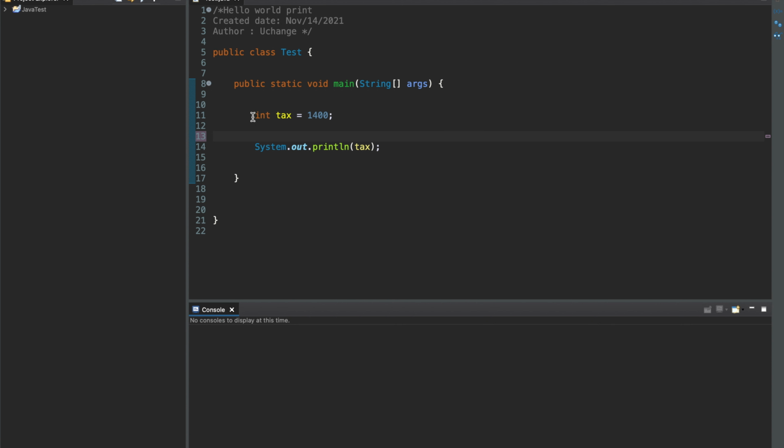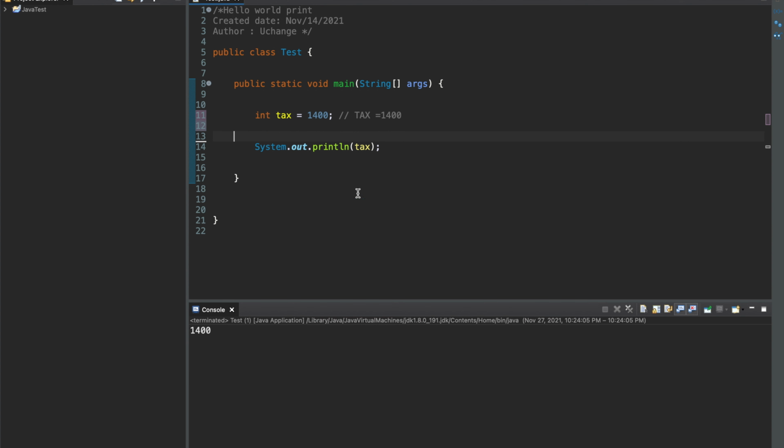Here in line number 11, we have created a variable called tax and we have assigned a value 1400. So equals to means that we are assigning a value 1400 to a variable called tax. As of now, if we run this code, 1400 gets printed as part of the calculation. Similarly, let me make a single line comment here: tax is 1400.